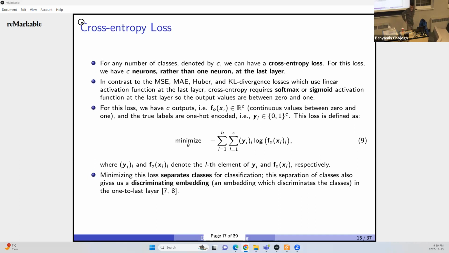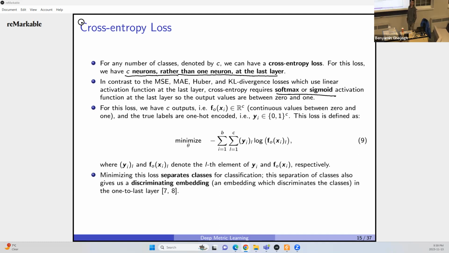We also have the cross entropy loss function. For cross entropy, at the end we use C number of neurons rather than 1 neuron in the last layer. C is the number of classes, right? And then we use softmax or sigmoid. Let me tell you what. Assume I have 3 classes. I use 3 neurons at the end with the softmax activation function, right? And then I use cross entropy for classification.